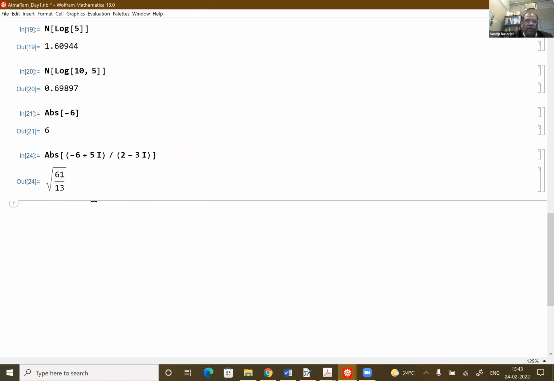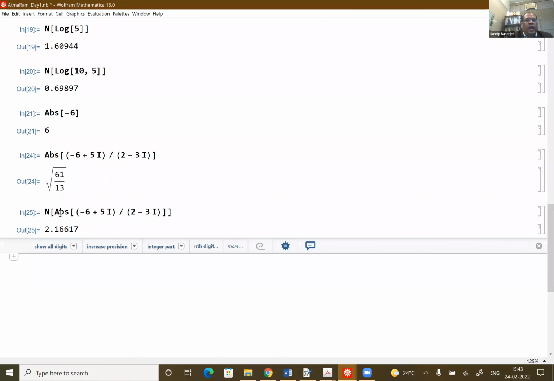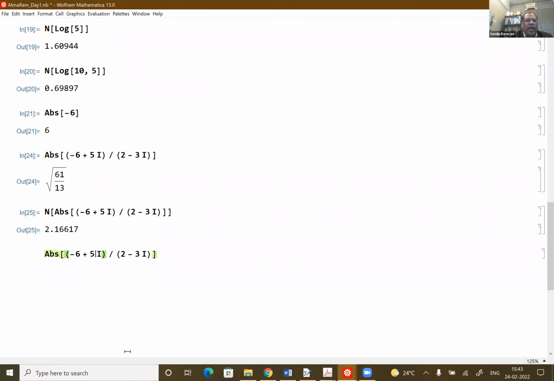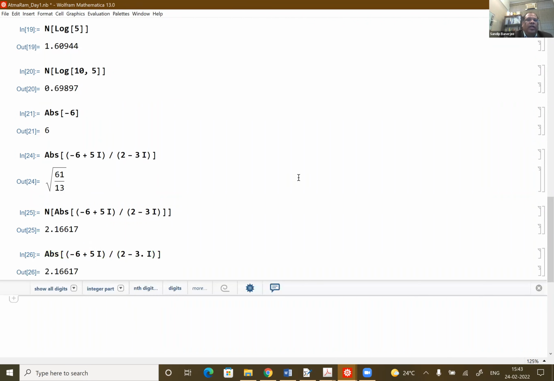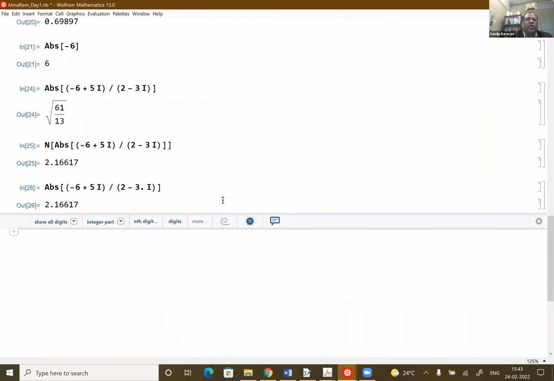Another way of getting the numerical value: if I write N here, it surely will give me the numerical value. But another way is, I just put a dot anywhere. It can be here, it can be here also. And you get the numerical value. As you can see, both are the same.